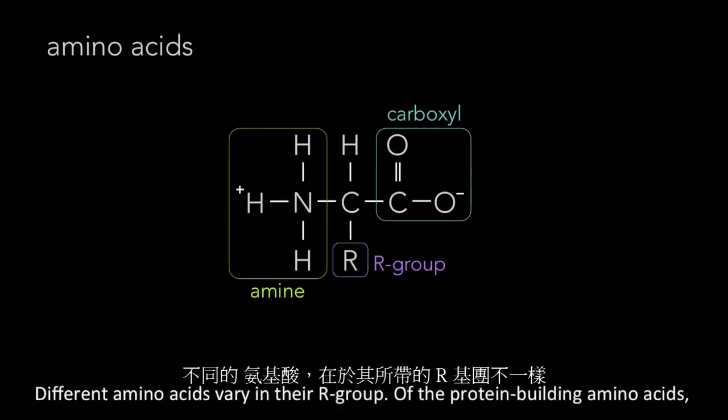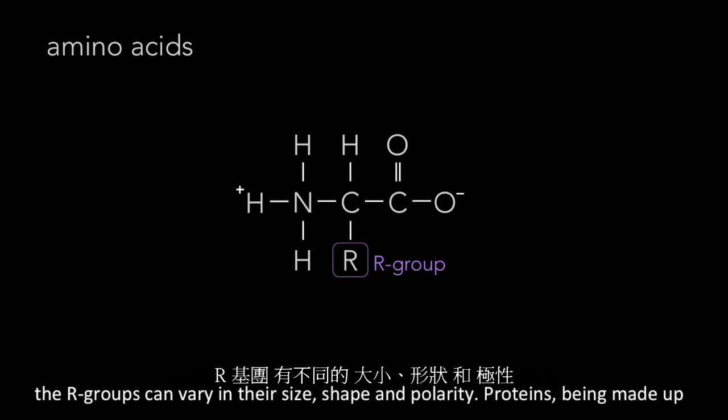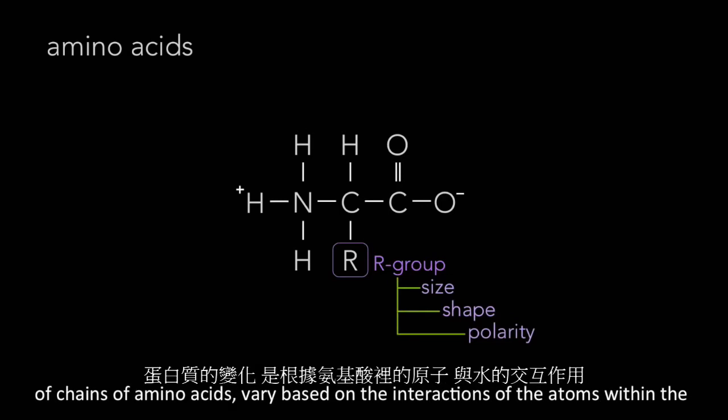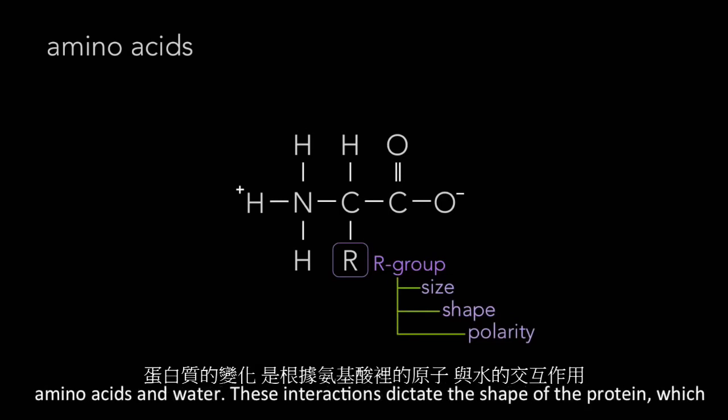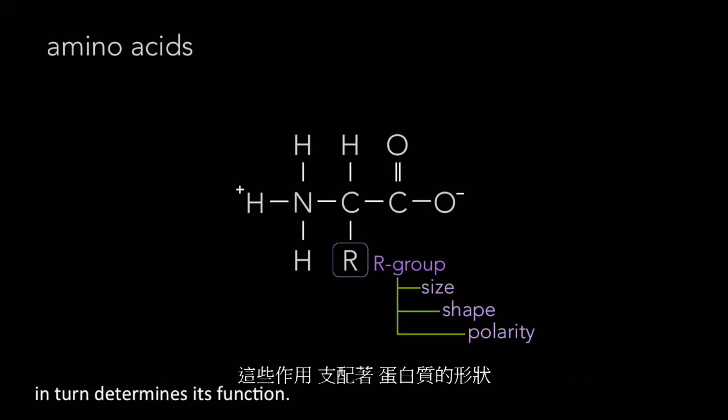Different amino acids vary in their R group. Of the protein-building amino acids, the R groups can vary in their size, shape, and polarity. Proteins being made up of chains of amino acids vary based on the interactions of the atoms within the amino acids and water. These interactions dictate the shape of the protein, which in turn determines its function.